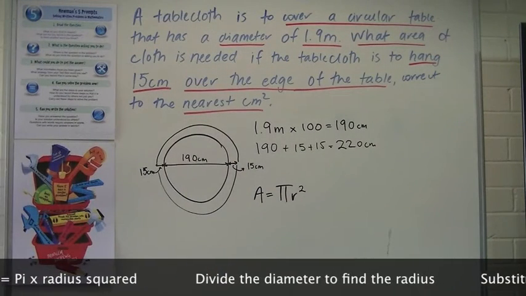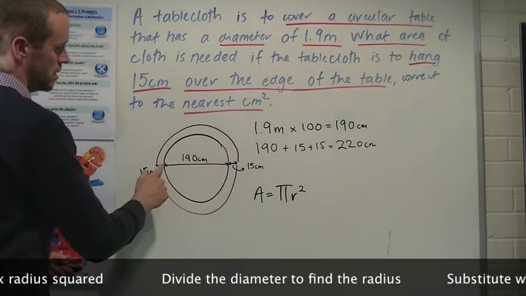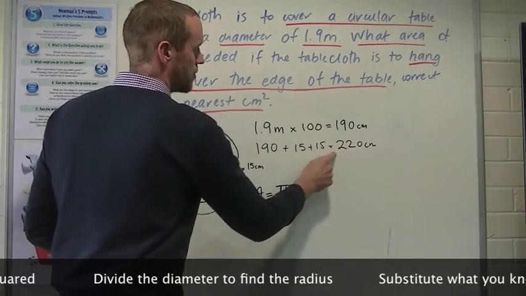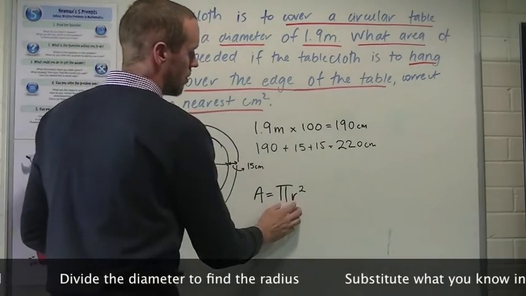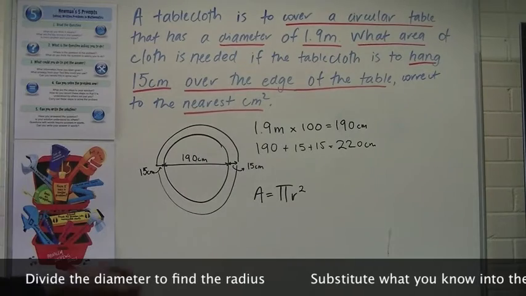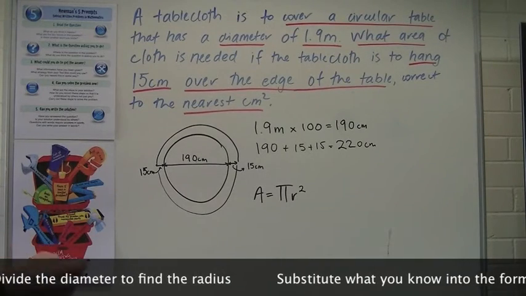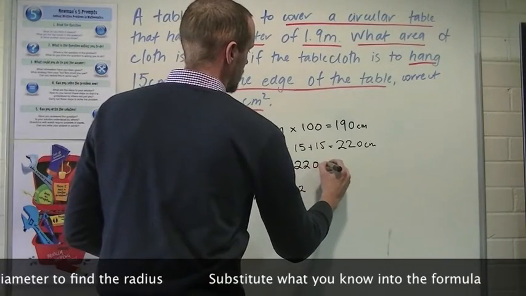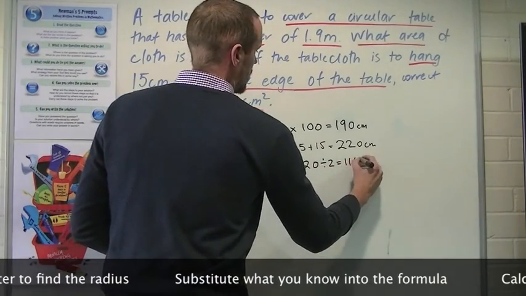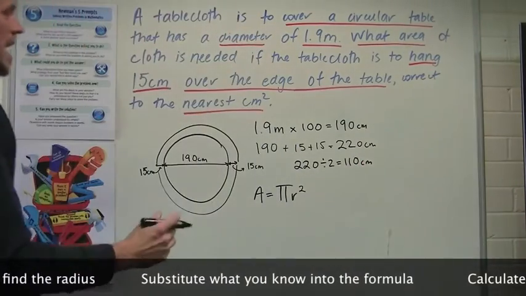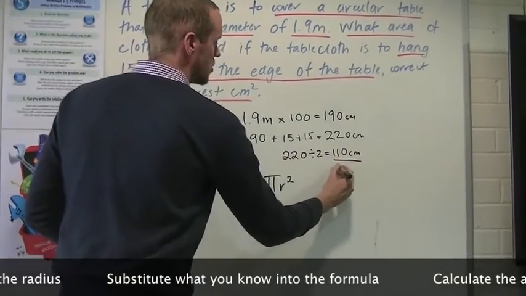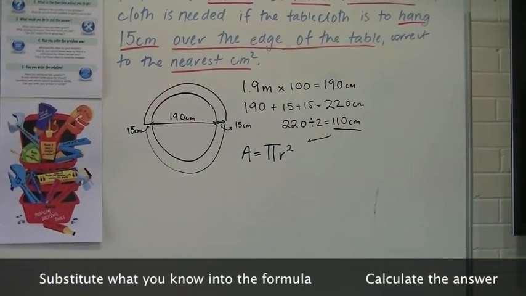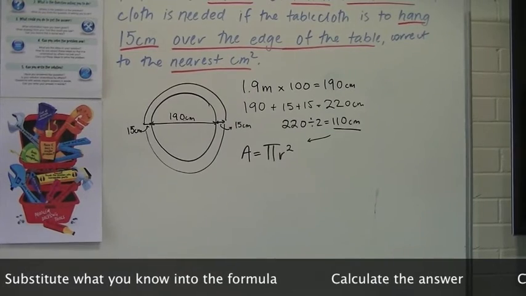Now, I know what you're thinking. Here we've got a diameter, but here we need our radius. Here is our diameter so far for the total tablecloth. But we know that the radius is only half the diameter. So we're going to divide this by 2 first, which equals 110 centimetres. And now we can substitute this into our equation, because that is our radius. So I want you to go ahead and do that if you can.